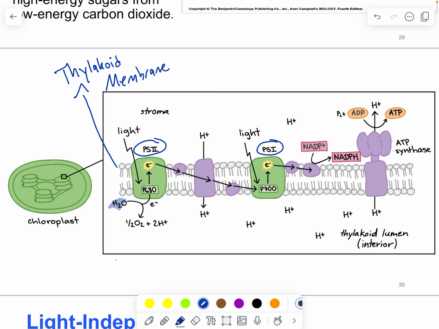Water. We need water for electrons. Okay, what's released is oxygen gas. Okay, so water is broken to release electrons. Let's follow the path of the electron now. So we energize that electron right here, energize it by absorbing light, right? And then that electron is used, and you see how it's kind of going downhill?